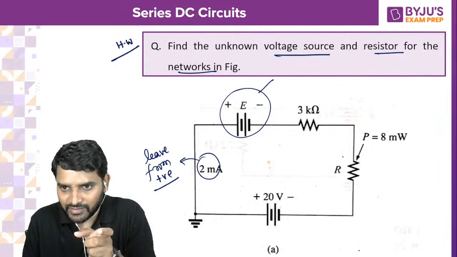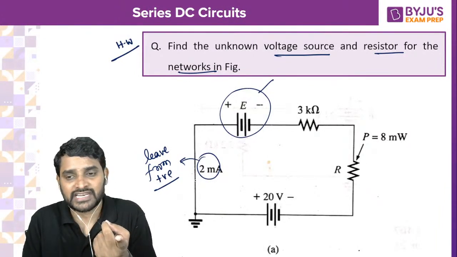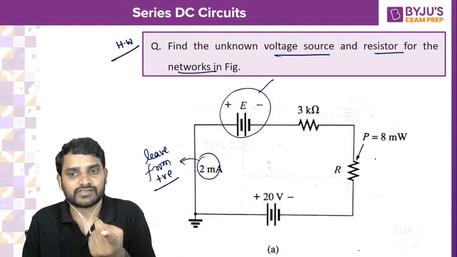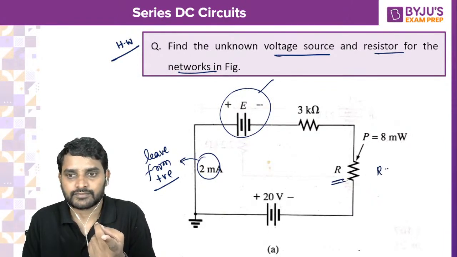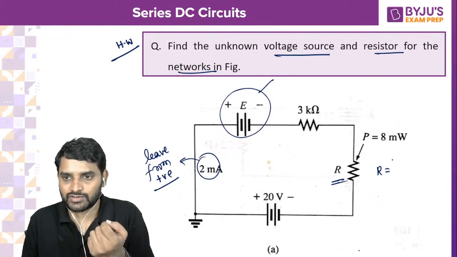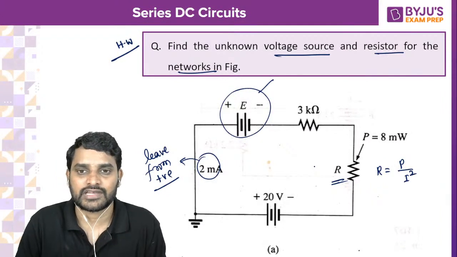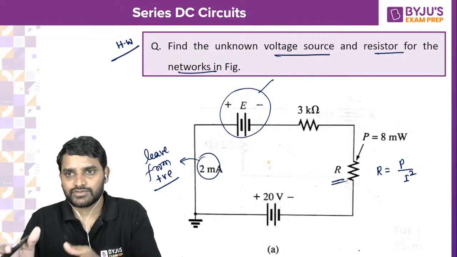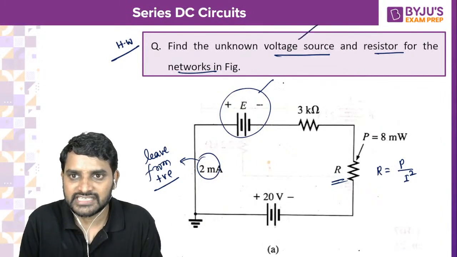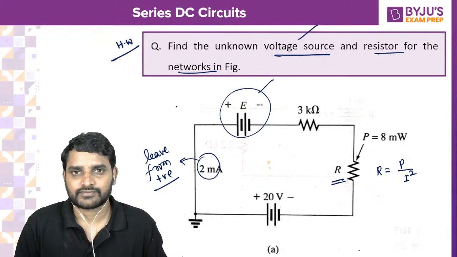We have given power also. We know power also. You know current, that is current is 2 milliamperes. So we know current and we know power. Can't you calculate resistance? I square into R is equal to P. So P divided by I square. You do this, you will get the resistance value. So after getting resistance value, you can calculate the unknown voltage also easily. Apply KVL, you can find out unknown voltage also.